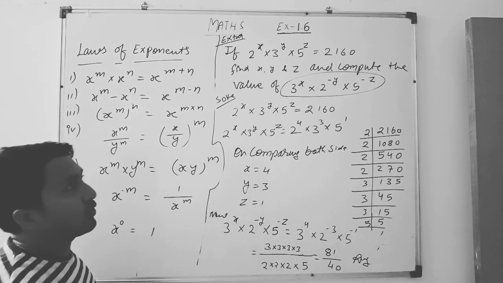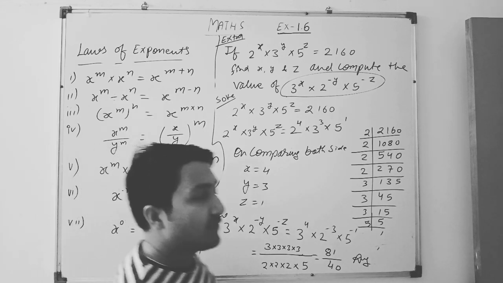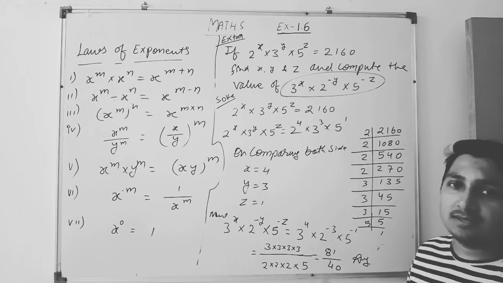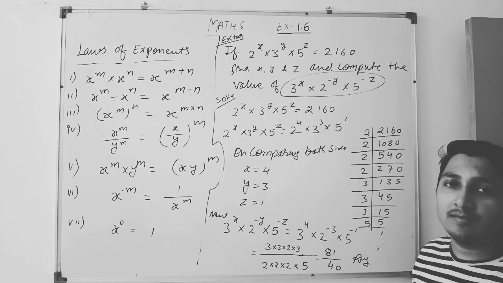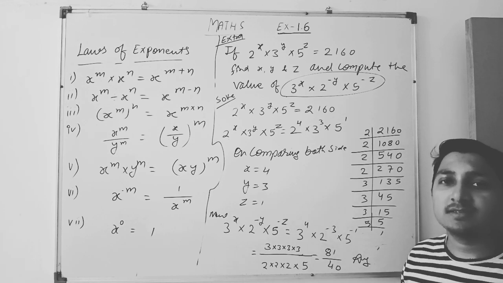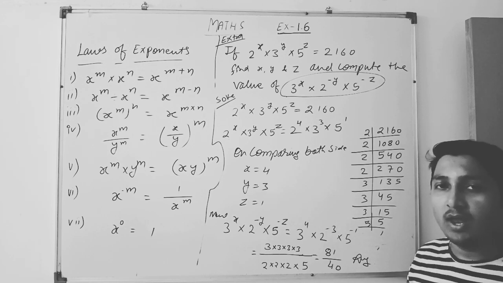So this type of question can also come in this exercise. Okay. So after completing this question, we are going to conclude this chapter exercise 1.6, and chapter 1 is completed now. In the next lecture we will discuss chapter number 12, which is Heron's formula.